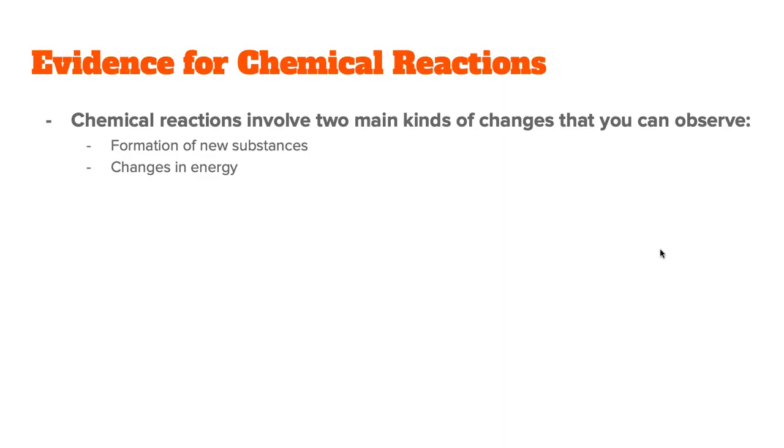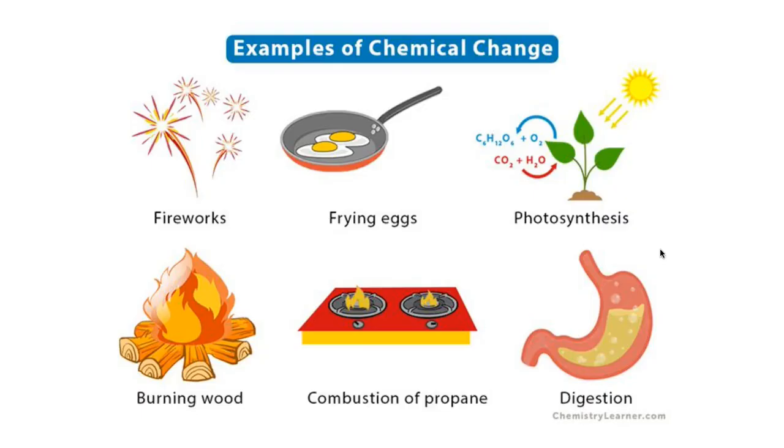And so chemical reactions involve two main kinds of changes that you can observe: the formation of new substances and changes in energy. These pictures show common chemical changes: fireworks, frying eggs, photosynthesis, burning wood, combustion of propane, and digestion. In every example, the starting materials are converted into new substances, and energy is either released or absorbed during the process.